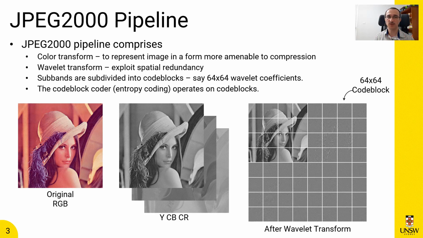Subband wavelet coefficients are then partitioned into rectangular areas known as code blocks. Examples include 64 by 64 code blocks and 32 by 32 code blocks. The rest of the talk is about entropy coding of code blocks.